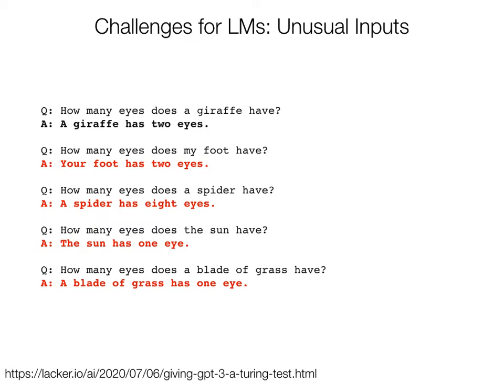Now, here it seems to answer 8 because usually when you ask how many and spider in the same sentence, then typically the question would be about legs, and probably that somehow confused GPT-3. And the next one is completely nonsensical again. How many eyes does the sun have? The sun has 1 eye. And then how many eyes does a blade of grass have? A blade of grass has 1 eye.